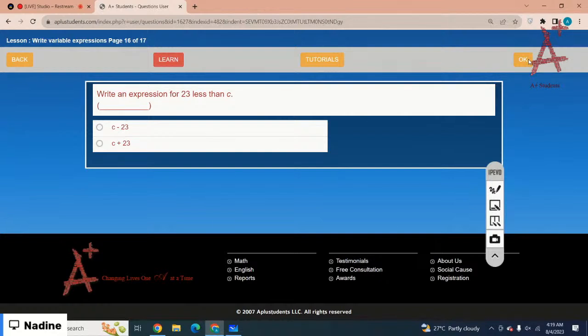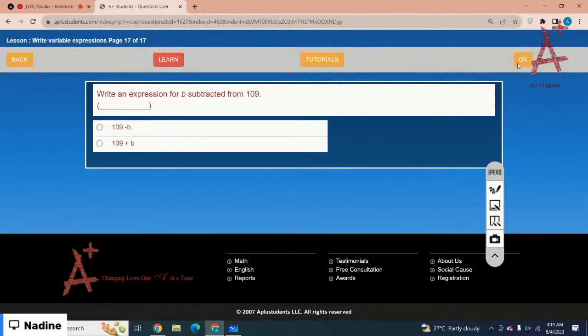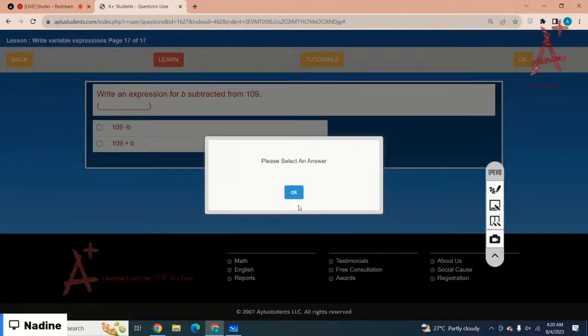Okay, write an expression 23 less than c. So 23 is less, that means you have to subtract 23. So it would be, yes, c minus 23. Write an expression for b subtracted from 109. So which is the correct option? B is subtracted from, that means 109 minus b, right? So it is 109 minus b.